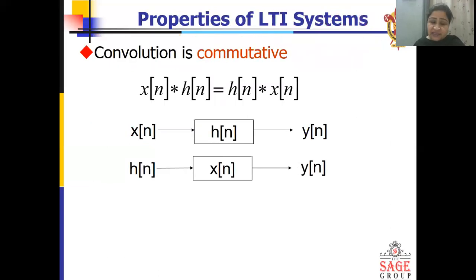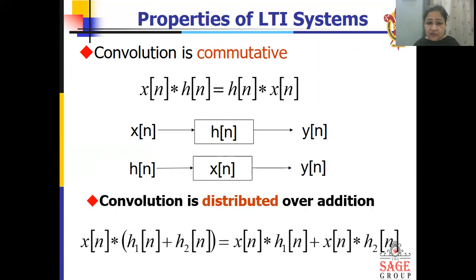Now, this linear convolution is always commutative. That means if xn is convolved with hn, it will give the same result as hn convolved with xn. That means if xn is given to a system with unit impulse response hn, it generates output yn. Then it will be the same as if hn is given to the system with unit impulse response xn, and it will give the same output yn.